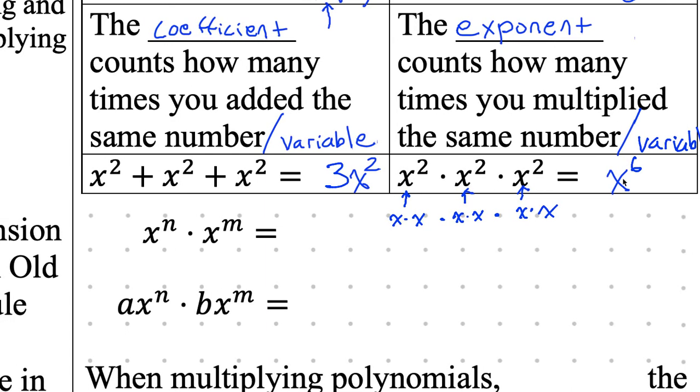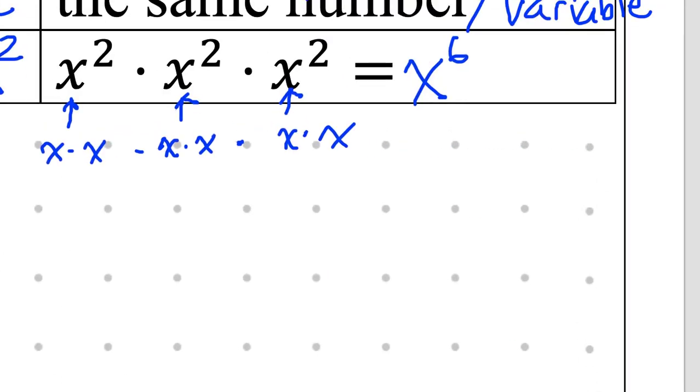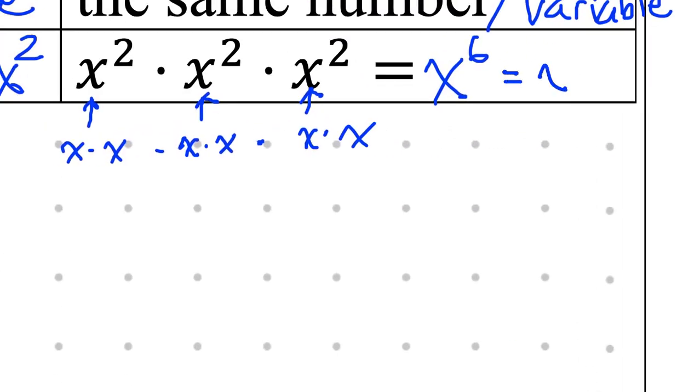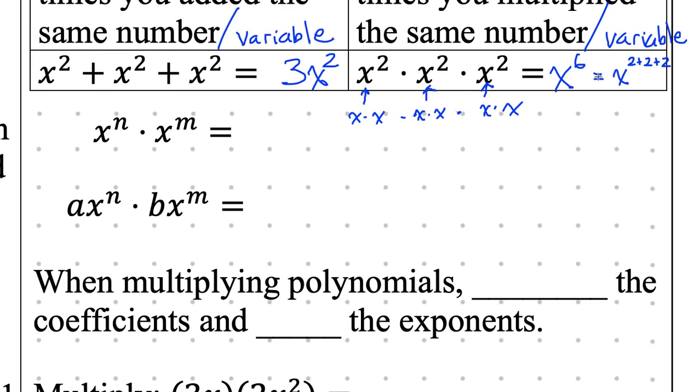And if you have room, I should have left room. Can we write that down? Because I haven't added that to my notes ever before, but I think it's really important to say this x to the power of 6 is really x to the 2 plus 2 plus 2. We really added those 2s.